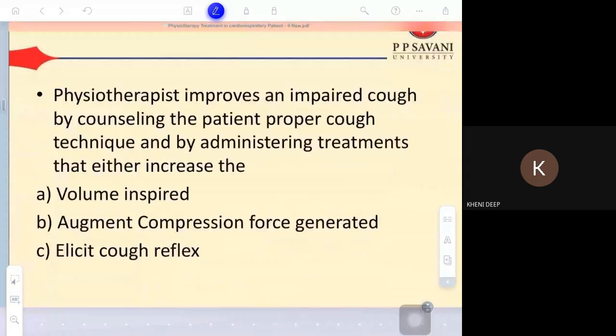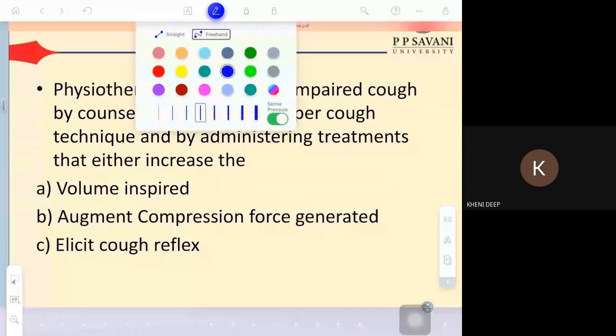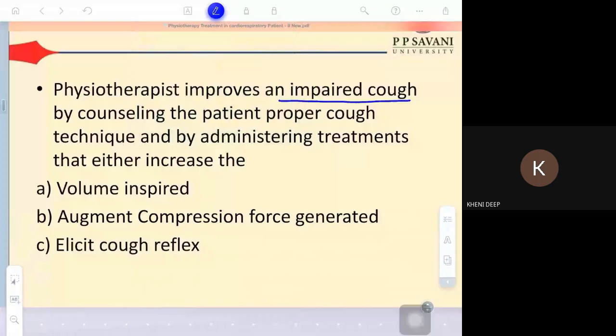So now, what is the role of physiotherapist? The physiotherapist improves an impaired cough. Suppose the patient cannot cough properly, that is an impaired cough. What does the physiotherapist do? He improves the impaired cough. How? By counseling the patient on proper cough technique. So the physiotherapist should teach the patient proper cough technique.